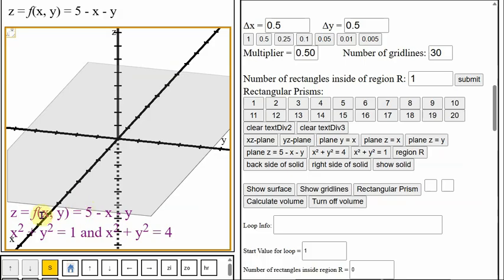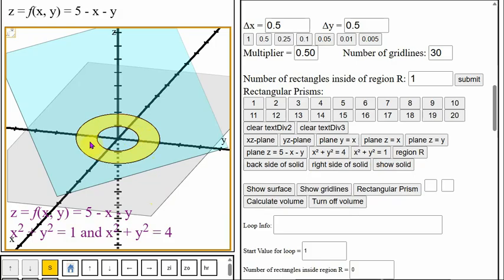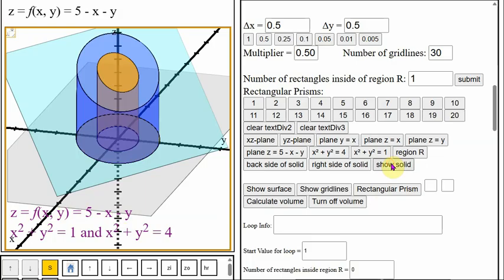And here we have the plane z equal to 5 minus x minus y. And then I have two circles on the xy plane. And then region R is the region that is in between the two circles. And I want to find the volume between region R and the plane z equal to 5 minus x minus y. And this is what the solid looks like.